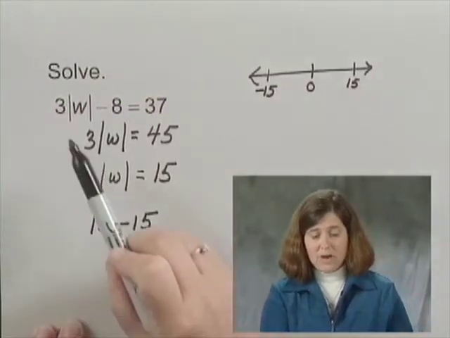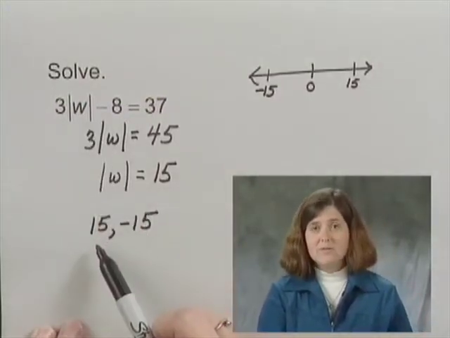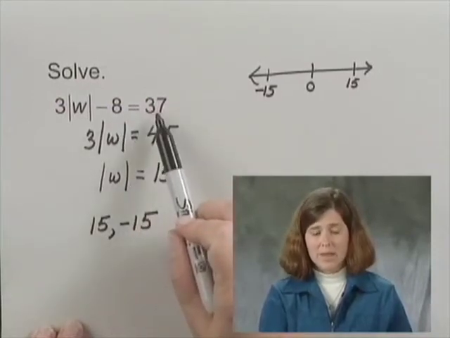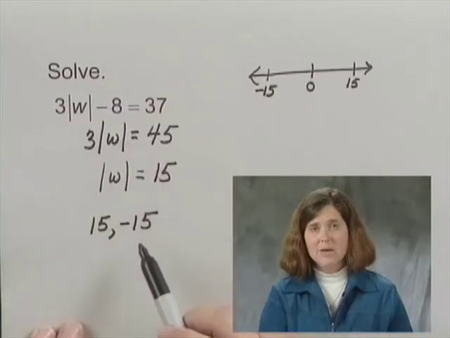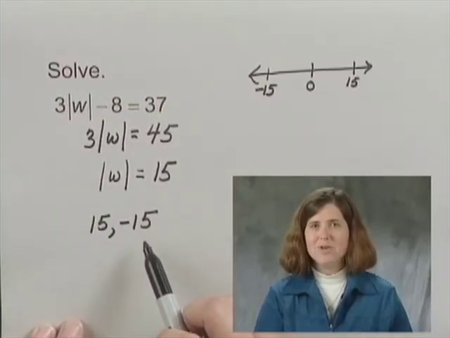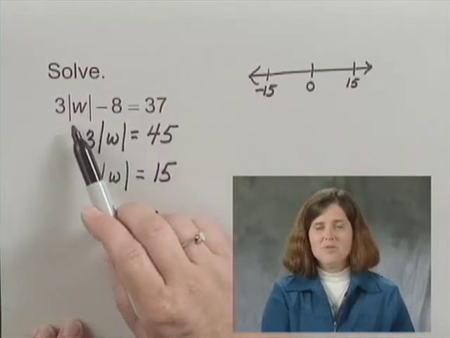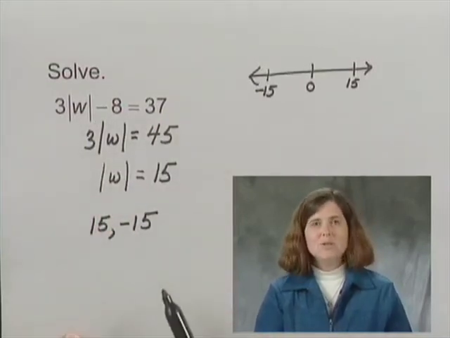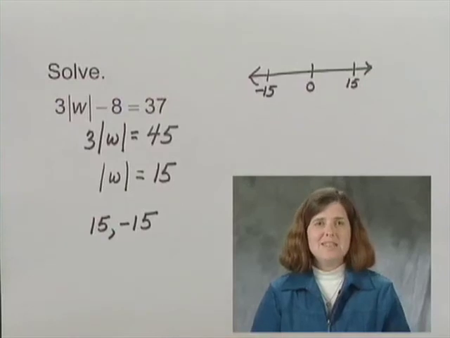To check, we would find that 3 times the absolute value of 15 is 45. 45 minus 8 is 37. Also, 3 times the absolute value of negative 15 will also be 45, and 45 minus 8 will be 37. So this equation has two solutions, 15 and negative 15.